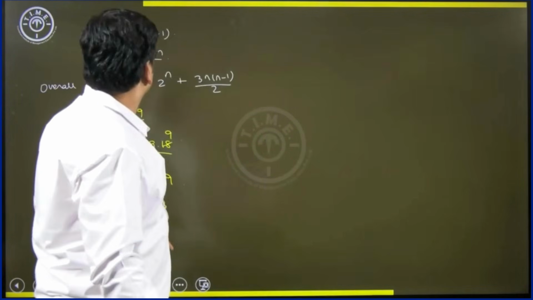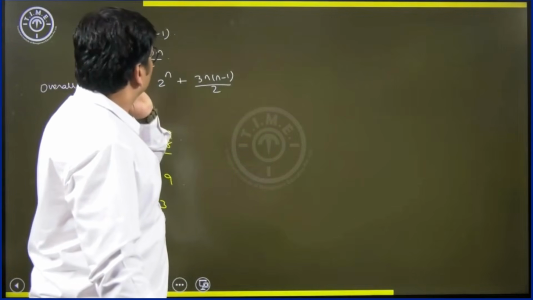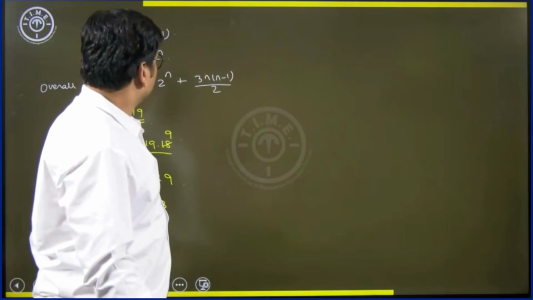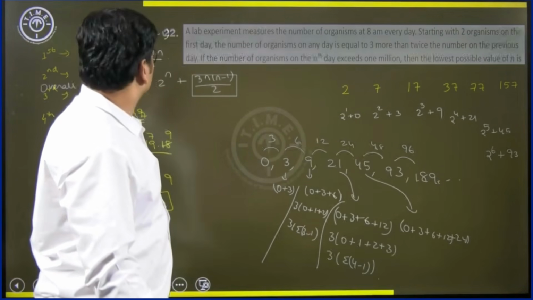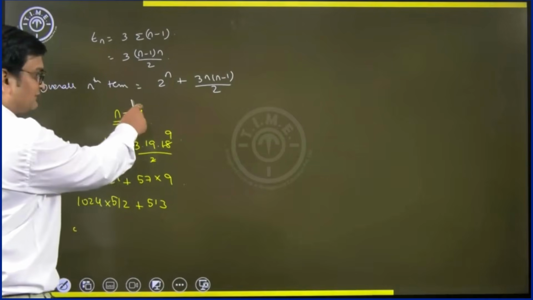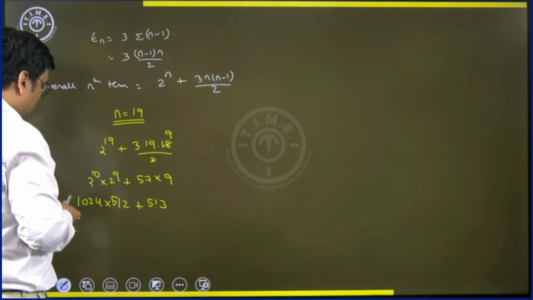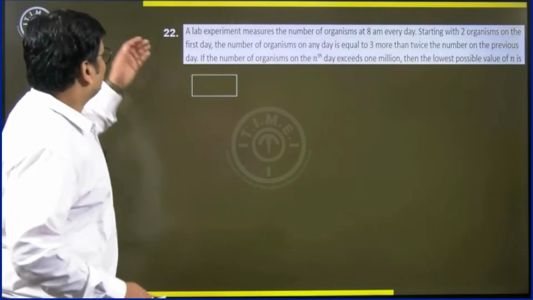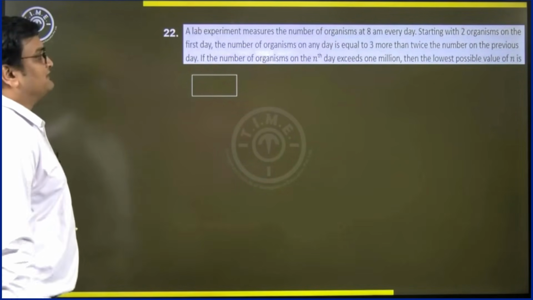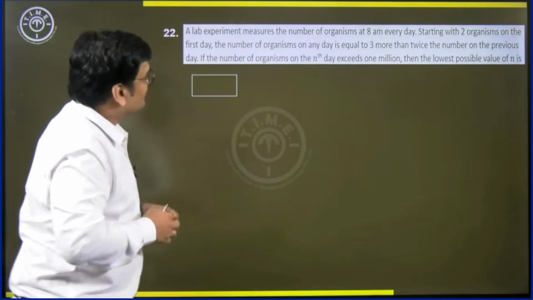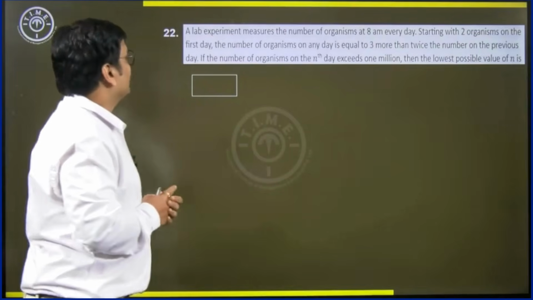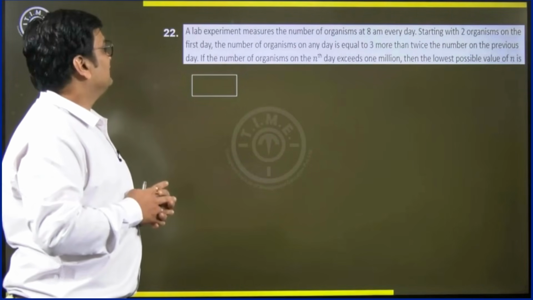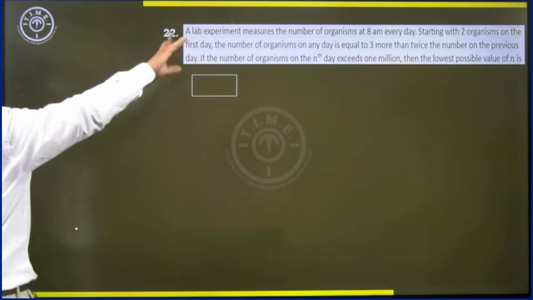On day 1 it is, okay, on day 2 it is, on day 3 it is, and so on. So for the 19th day, we are not crossing 1 million, we are not exceeding 1 million. Okay, let's look at the 22nd, the last problem in today's discussion. A lab experiment measures the number of organisms at 8 AM every day, starting with 2 organisms on the first day. The number of organisms on any day is equal to 3 more than twice the number on the previous day. We'll continue with the rest of the question a little later.